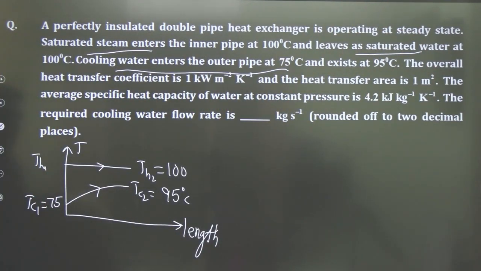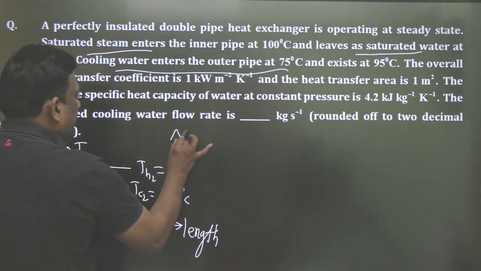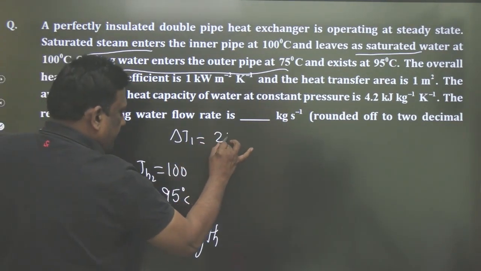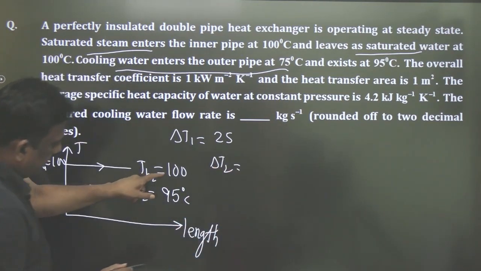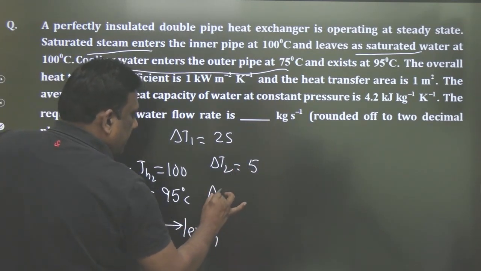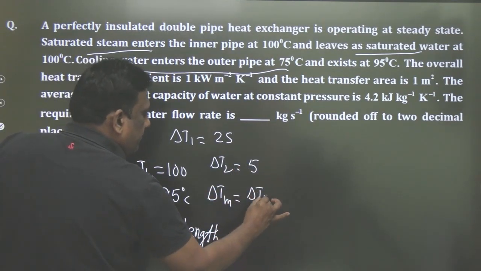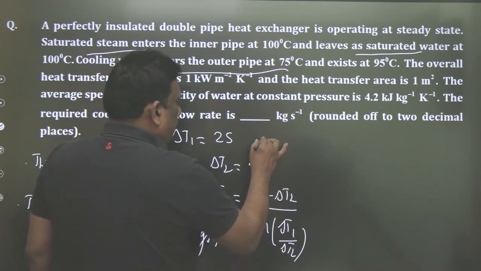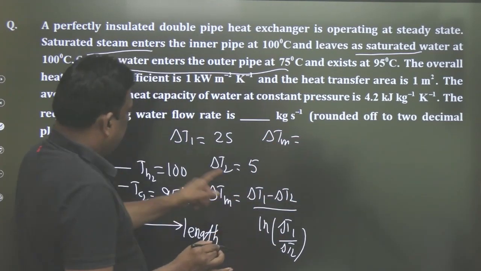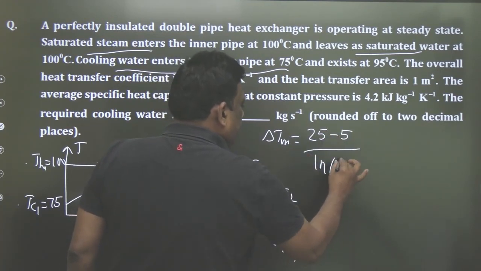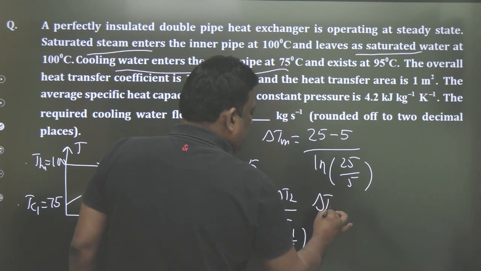No problem at all. Now, my dear students, what is delta T1? This is TH1 minus TC1, 100 minus 75, it is 25. What is delta T2? TH2 minus TC2, 100 minus 95 is 5. So what is LMTD? LMTD is delta T1 minus delta T2 by ln delta T1 by delta T2. So the logarithmic mean temperature difference is 25 minus 5 by ln 25 by 5.